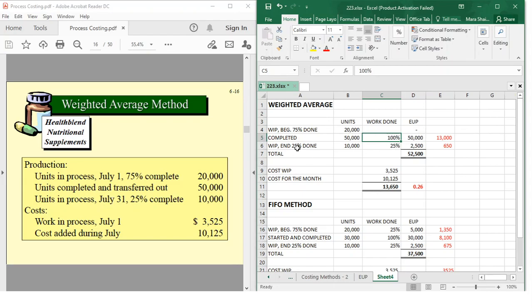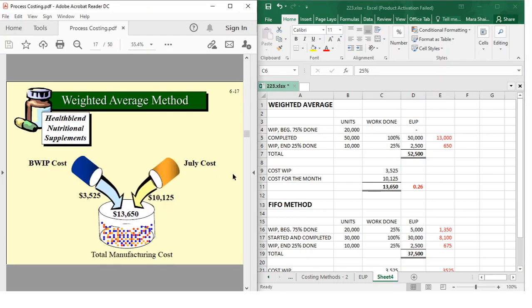Then, for the work in process end, it is small, and it follows your percentage of completion. So, you have an EUP of 52,500. So that is it. This part is your, what do you call that? Your units, physical flow of units.